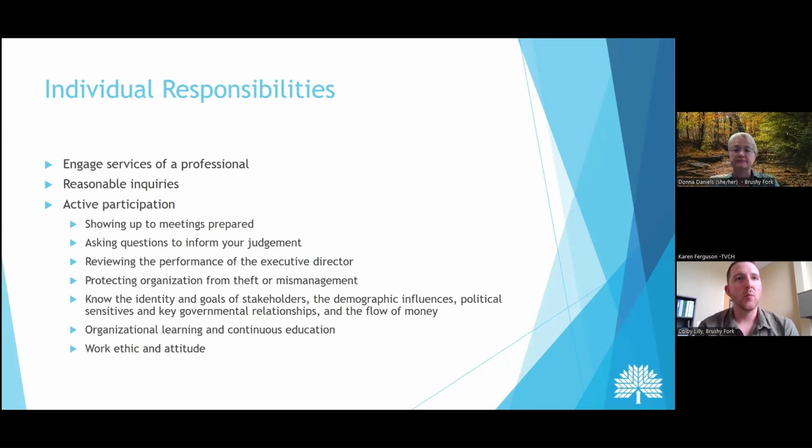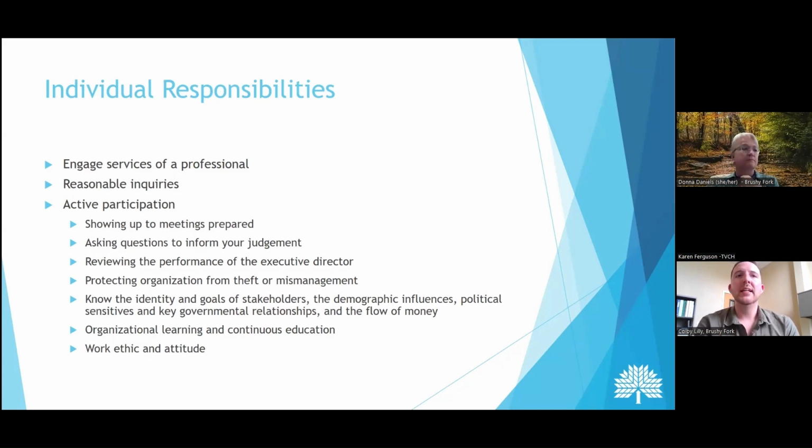Along with the collective responsibilities as a board member, you can expect to commit further to individual responsibilities, one of which is to engage services of a professional. You should be able to reasonably rely on information from the organization's staff, its lawyer, accountant, insurance officers, and any other outside advisors to fulfill your responsibilities as a board member. In working to mitigate risk on behalf of the organization, the board has the right, if necessary, to engage the services of outside advisors at the organization's expense to assist it with a particular matter.